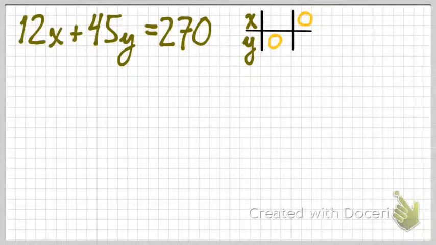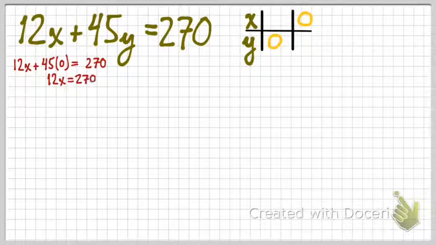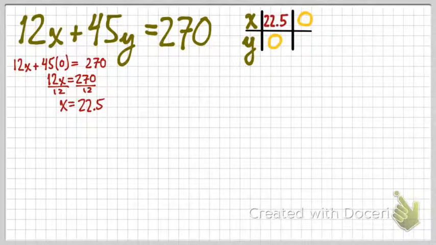Now, if I let y equal 0, replacing y with 0, 45 times 0 is 0, so my equation really quickly simplifies down to 12x equals 270. And if you divide both sides by 12, you'll get x equals 22.5. And yes, I used a calculator for that. I am not ashamed to say that, so don't worry about it. Use a calculator if you need to. So there is my x-intercept, 22.5.